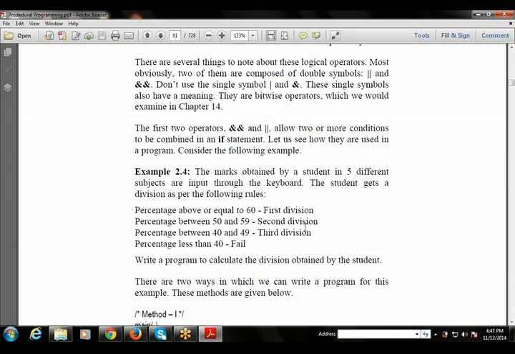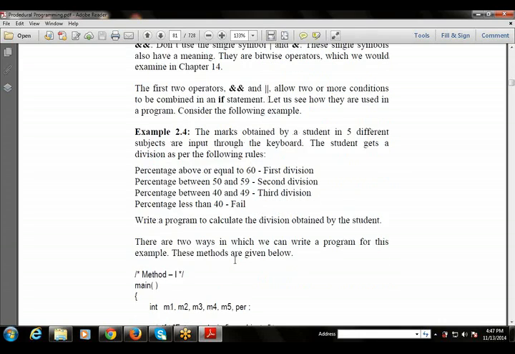What is the rule that is given? If the percentage is above or equal to 60, then it is first division. If the percentage is 50 to 59, second; 40 to 49, third; below 40, fail. So below 40 is fail, 40 to 49 third, 50 to 59 second, 60 or above first. Write a program to calculate the division.